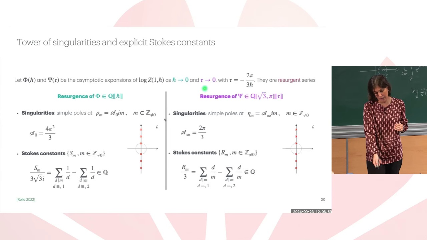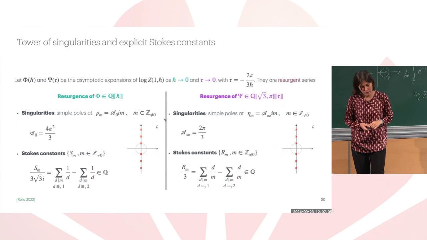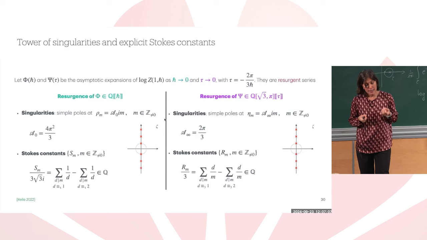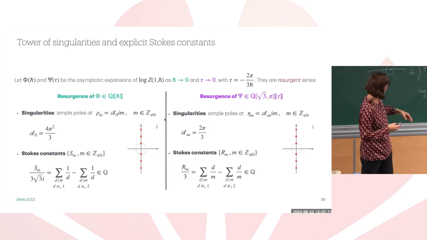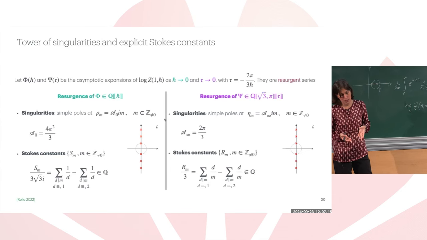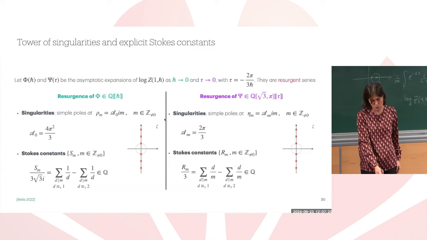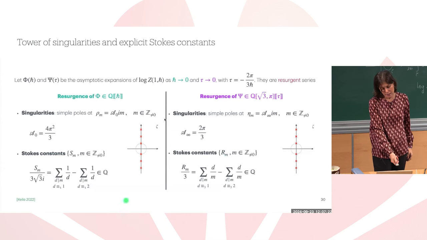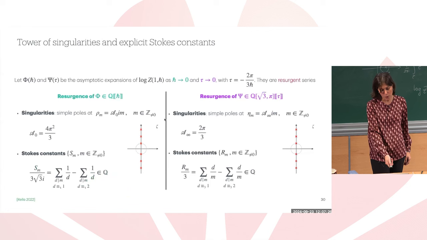So if you look at tau to zero, the situation is more or less the same. Now the constant changes, but again, you have a single tower. And they are simple poles. So simple poles, again, like this example here. So the only extra information that you get looking close to this point is the residue, which is the Stokes constant.